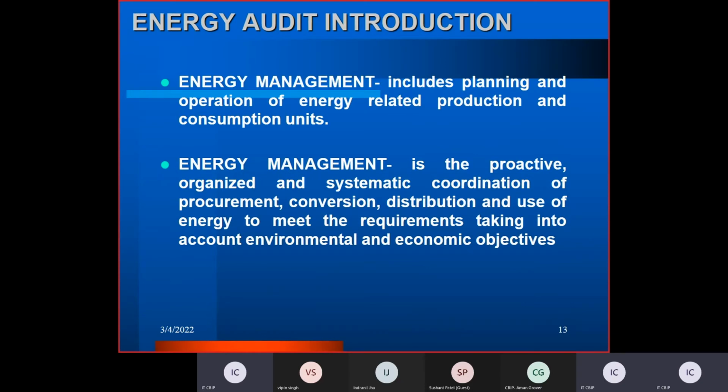Any idea? Anyone can speak. What is energy audit? Anyone from those attending? Sir, actually, it is the assessment or the analysis of energy flow in a system aimed at reducing the energy input. Okay. So how can we go about the energy audit?